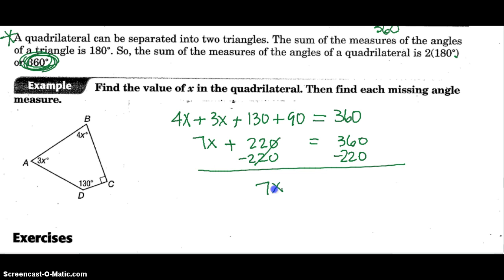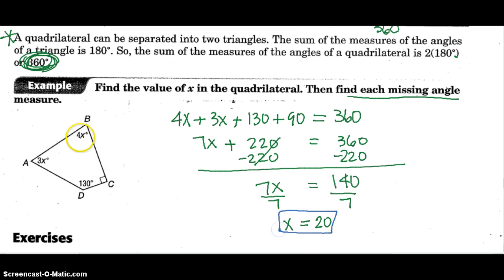So 7x equals 140, and now to get x completely alone I need to divide by 7, and you find out that x is 20. So it said to find the value of x and then find each missing angle. So now that I know x is 20, I'll take my 20 and I'll go back and say 4 times 20 is 80. So angle B is 80. 3 times 20 is 60. And those were the missing angles because I already knew 130 and I already knew 90.